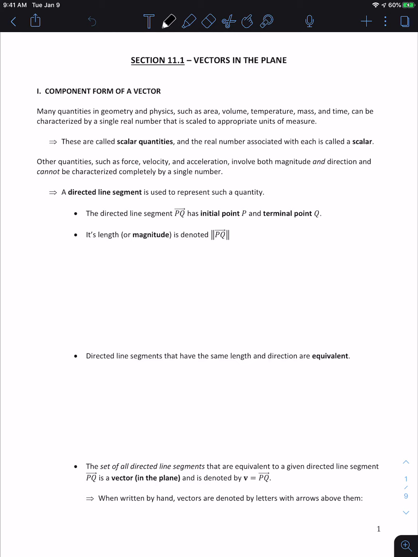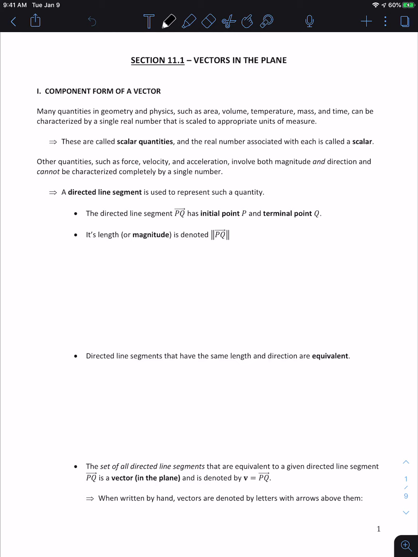Other quantities, such as force, velocity, and acceleration, involve both magnitude and direction and cannot be characterized completely by a single number. A directed line segment is used to represent such a quantity. If you have taken physics before, you're already familiar with what I'm talking about here, because a directed line segment can represent both magnitude and direction.